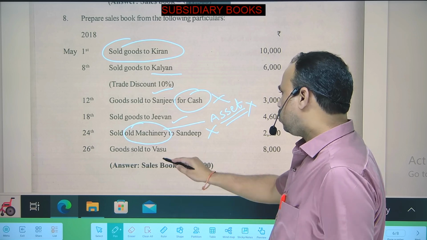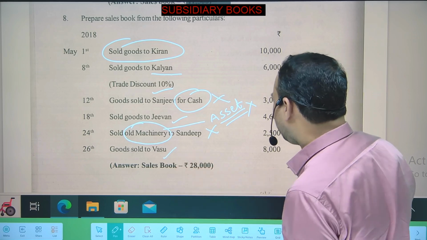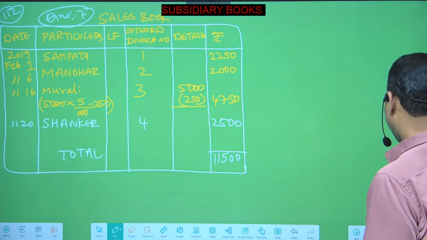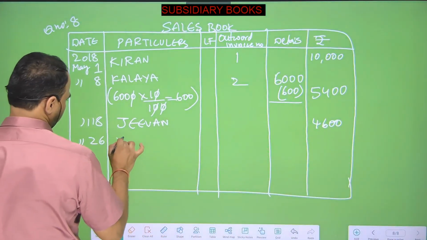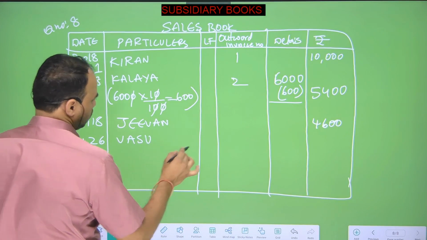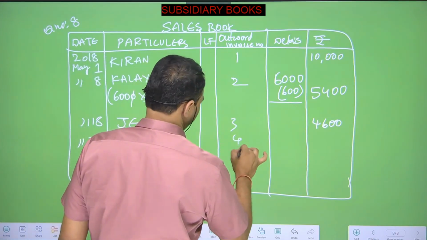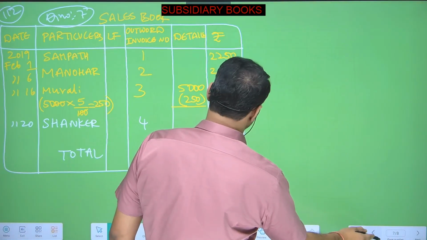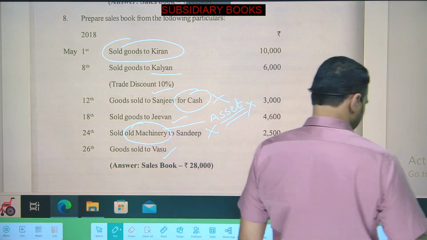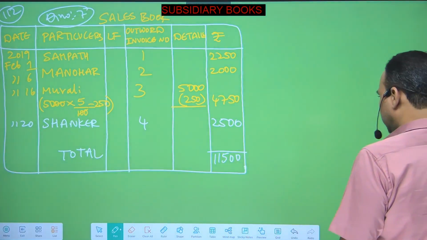Next one, goods sold to Vasu. Yes, we have to record. Date 26, Vasu, number 3, number 4, 8,000 rupees. Right. With this, all transactions are completed in this problem.